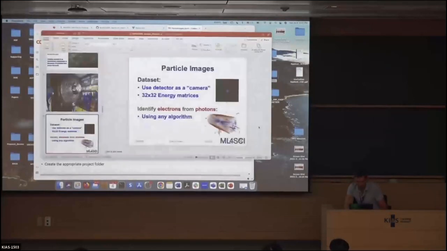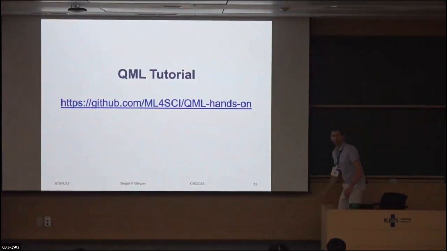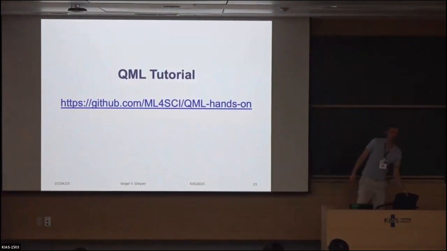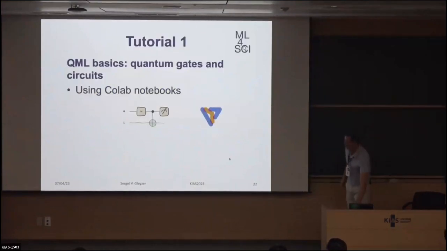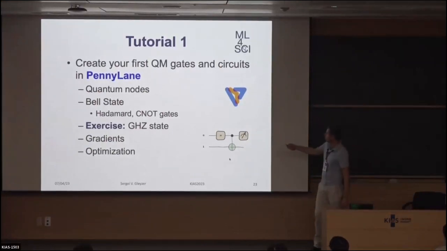So let's go back to the slides. Again, this is going to be the GitHub link for our hands-on. Please go there. You'll be able to access all the notebooks. The very first thing we're going to do today is the QML basics. That's pretty much the goal for today. If you finish it, continue to the next. We have more, but this is the basic one I would like everybody to do today. The idea is that you'll be using PennyLane to create your first quantum gates and circuits, and you're going to build quantum nodes.